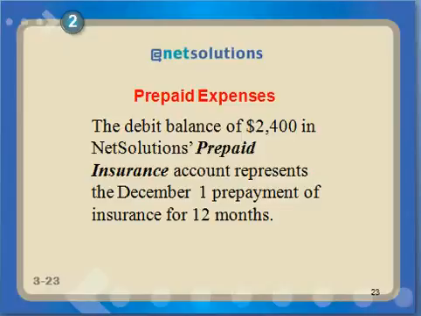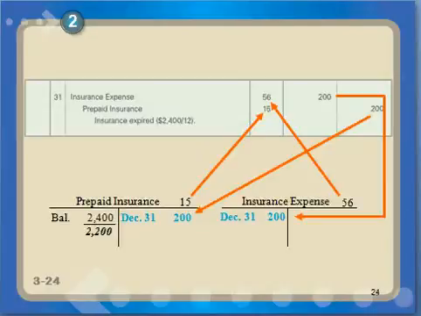Okay, the next expense we're going to look at is the prepaid insurance account. Remember, we bought the insurance on December the 1st, and we had paid $2,400 for a 12-month policy. So we debited prepaid insurance on December the 1st for $2,400, and credited our cash for $2,400. Well, on December the 31st, what we will have to do is make an adjusting entry, and that adjusting entry will look like this.